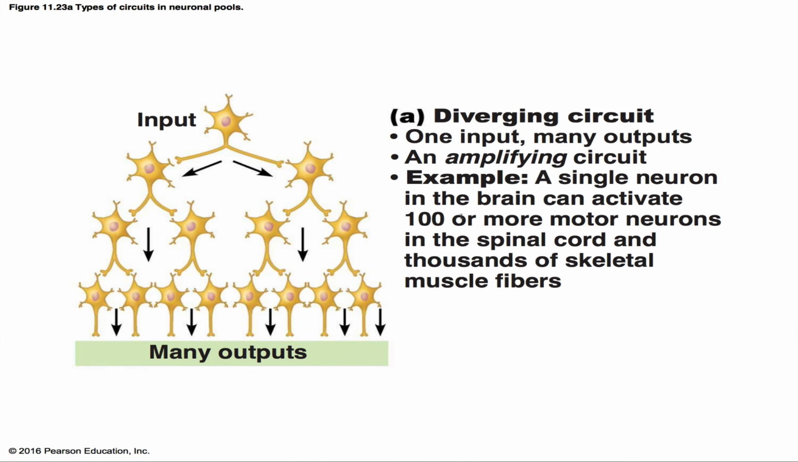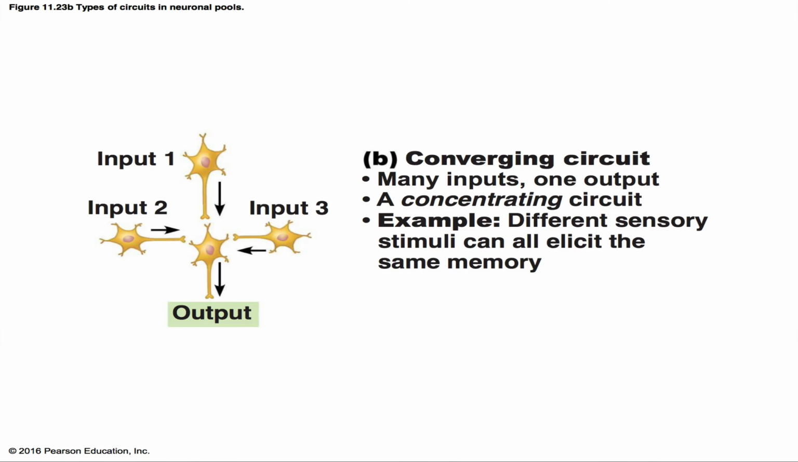An example is, again, a single neuron in the brain can activate 100 or more motor neurons in the spinal cord and thousands of skeletal muscle fibers. So these are referred to as amplifying circuits, and these circuits are common in both sensory and motor systems. The pattern of converging circuits is opposite of the diverging circuits. However, they're also common in both sensory and motor pathways.